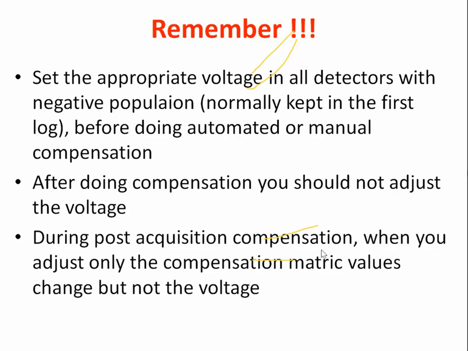During post-acquisition compensation, when you adjust only the compensation, the matrix values change but not the voltage, because you have already acquired the sample in the flow cytometer. So the job is done. Now you can play with the data, no problem.